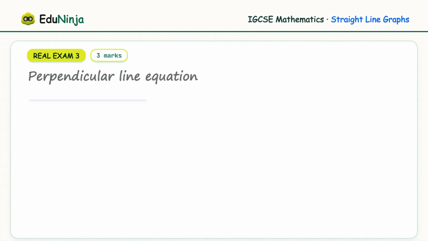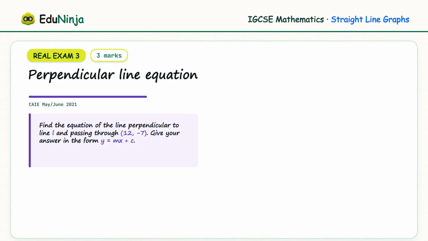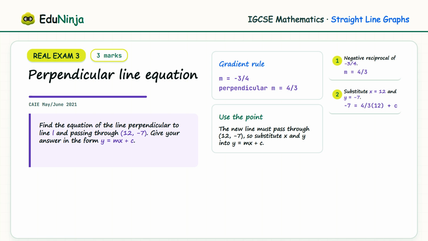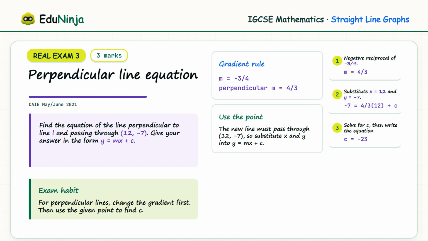Now for the perpendicular line, the original line has gradient negative 3/4. For a perpendicular line, change the gradient to the negative reciprocal. So negative 3/4 becomes positive 4/3. Now use the point (12, negative 7), substitute x equals 12 and y equals negative 7 into y equals 4/3 x plus c. Negative 7 equals 16 plus c, so c equals negative 23. Therefore, the equation is y equals 4/3 x minus 23.